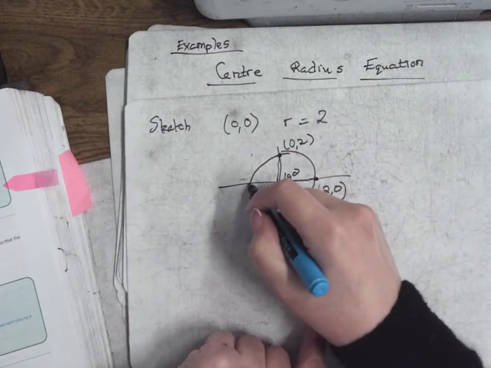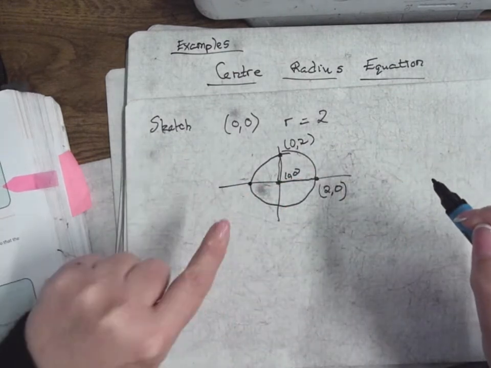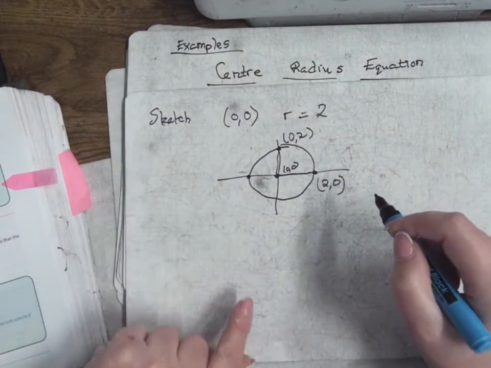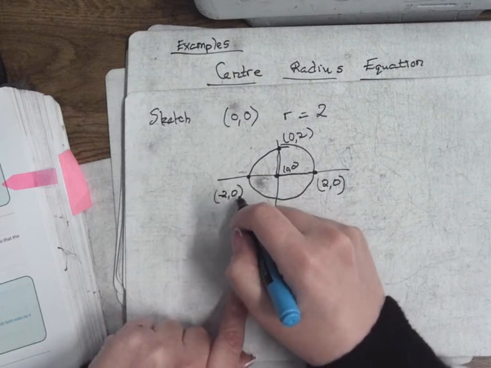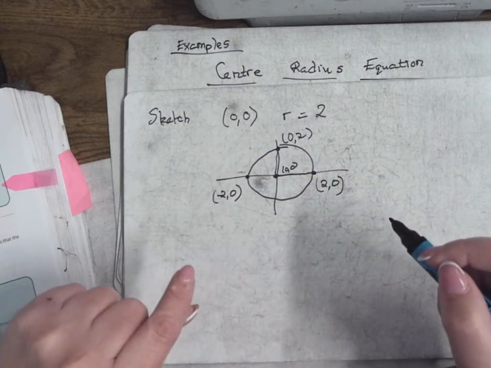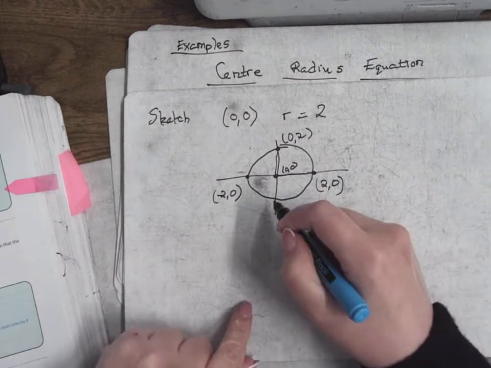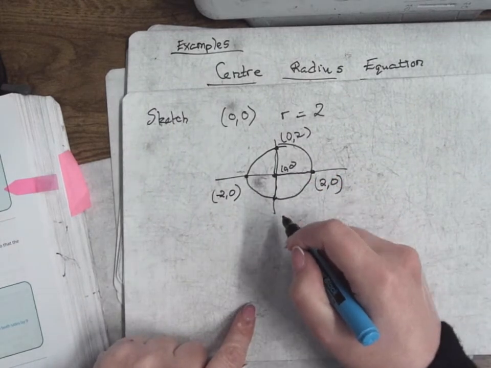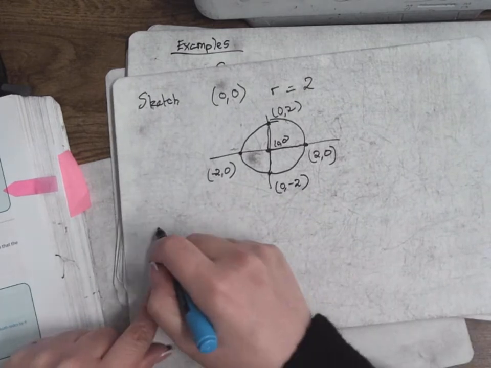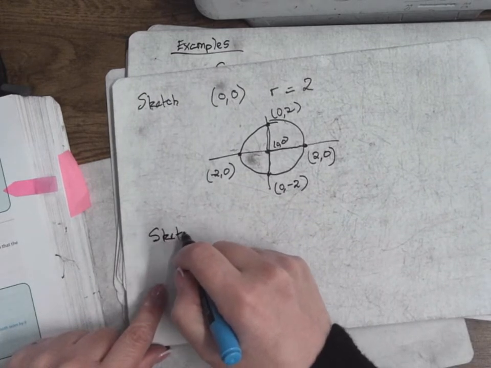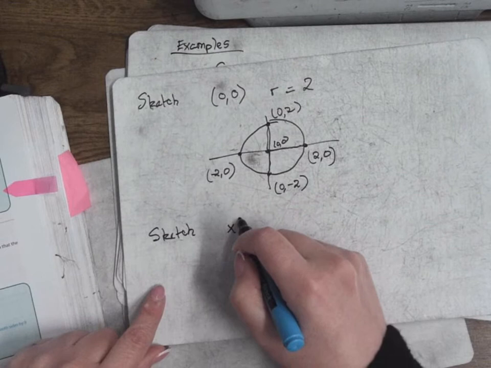What about this one? It's still got a radius of 2, but what's that point there? Minus 2, 0, isn't it? The length of that line is still 2. Minus just tells you it's in the other direction. Okay, and here, what would this one be? Again, it's a radius, so what would that be? 0, minus 2, wouldn't it?